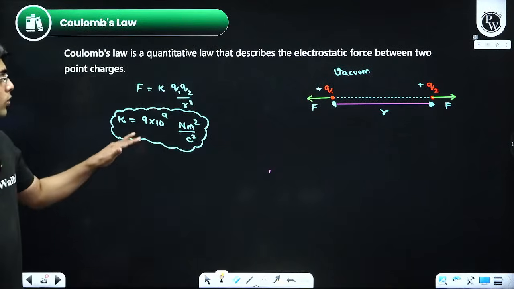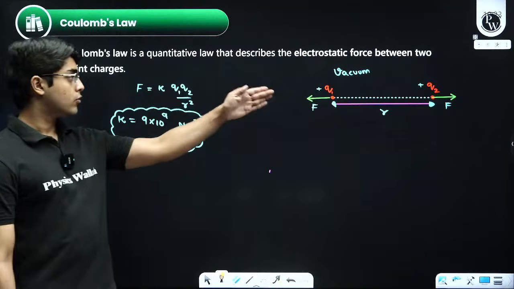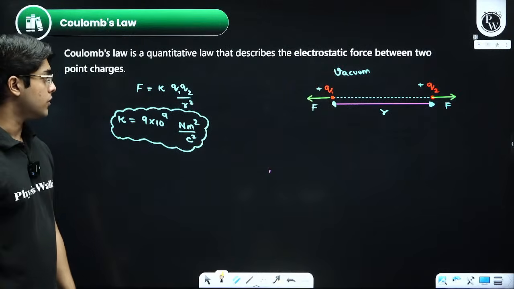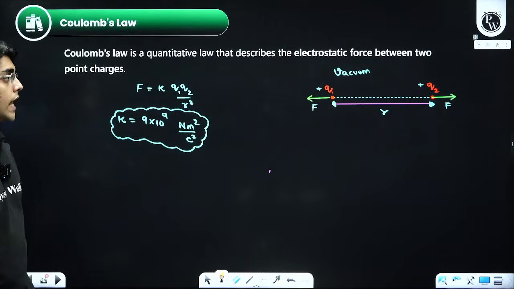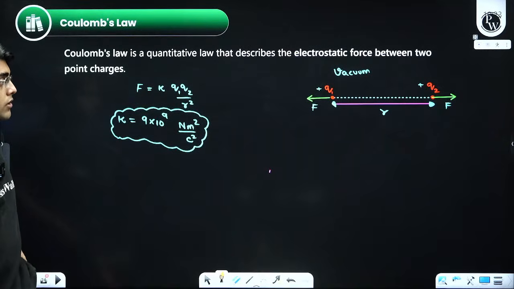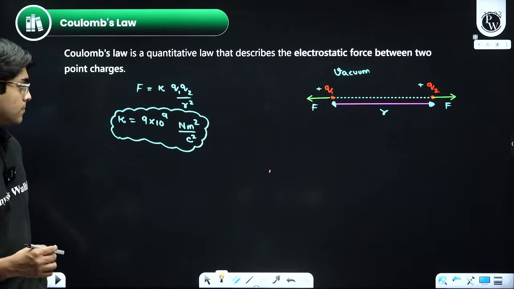So that is your Coulomb's law. If you know the magnitudes of the charges and if you know the distance of the charges from each other, then you can find the force acting on those two charges, right? The repulsive or attractive force.